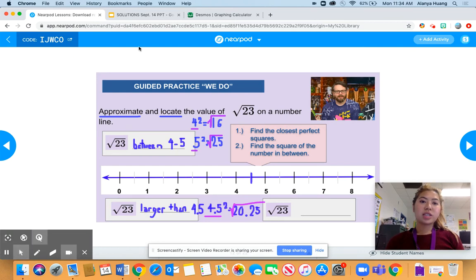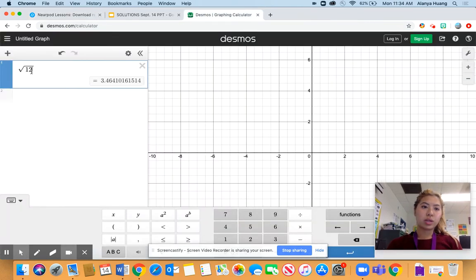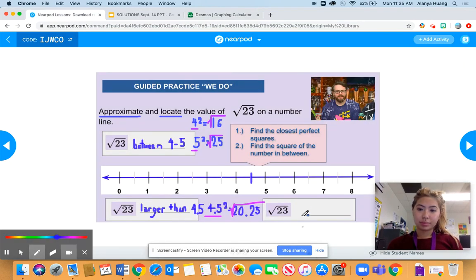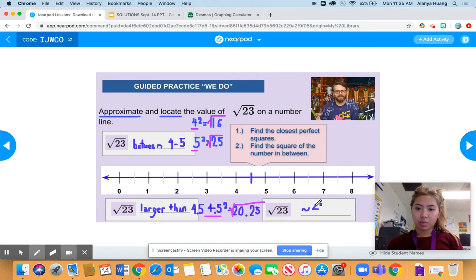So we're going to use our Desmos calculator to do the square root of 23, and that's around 4.795. If we round it to the nearest hundredths place, it would actually become 4.8. And so to locate 4.8 on this number line, if this is 4.5, I would say 4.8 is around here. And that's the value of square root of 23. So the square root of 23 would be around right here.